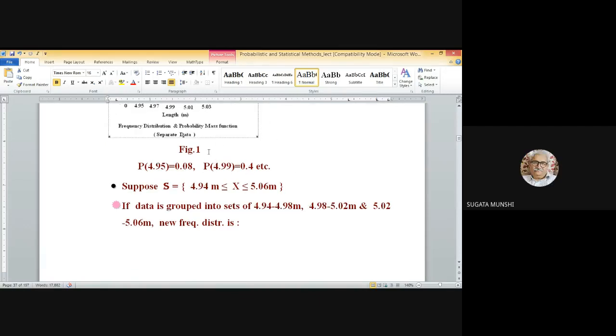So that was separate data, so-called discrete data. Now we will group the data and then plot the frequency and probability mass function for these groups. Once you have grouped it, what happens? The probability values are now defined over a continuum of values of this length.